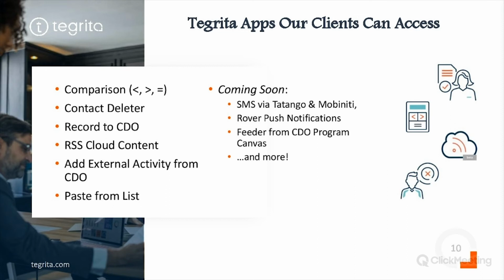And then the one I already mentioned, our RSS cloud content. The key thing about this is that we let you style the content in the email a little bit more easily. And the selection of the content is a little bit different in our app.